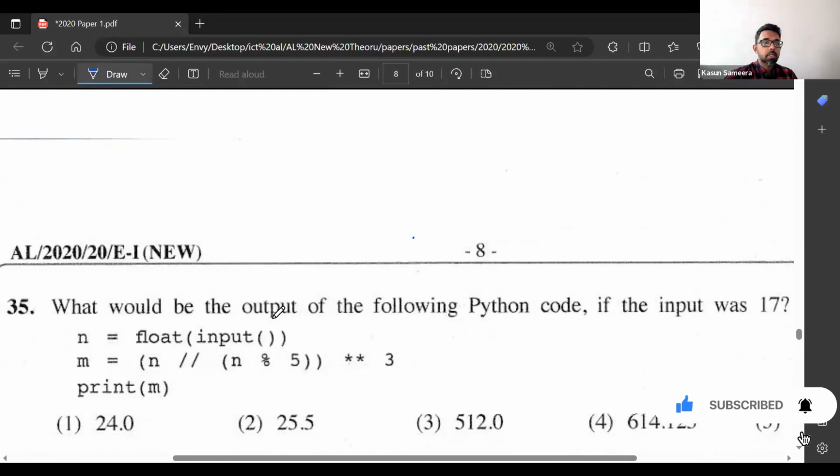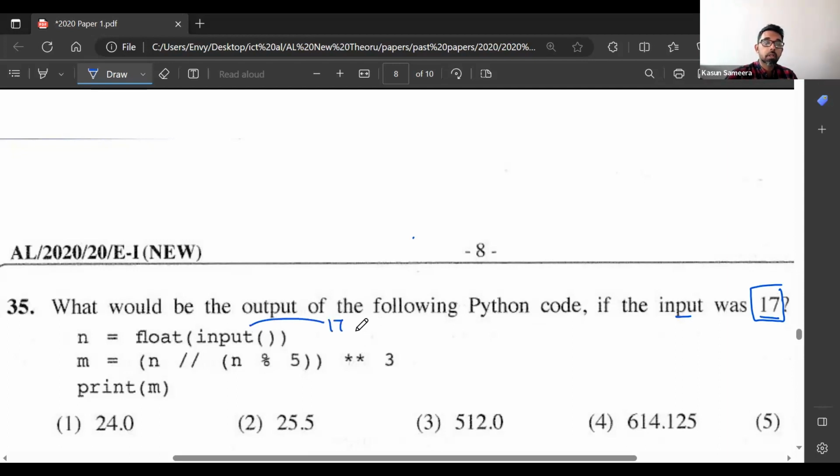The question says, what would be the output of the following Python code if the input was 17? Input is 17, right? Some students, when writing the answers for these papers, don't read the question properly. They don't see that the input was 17, and they try to find the answer without looking at this number. Without inputting any number, we can't find the answer, right? Then input will be 17.